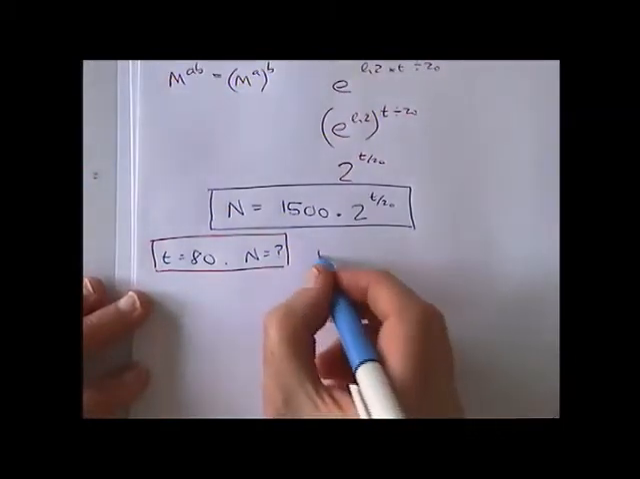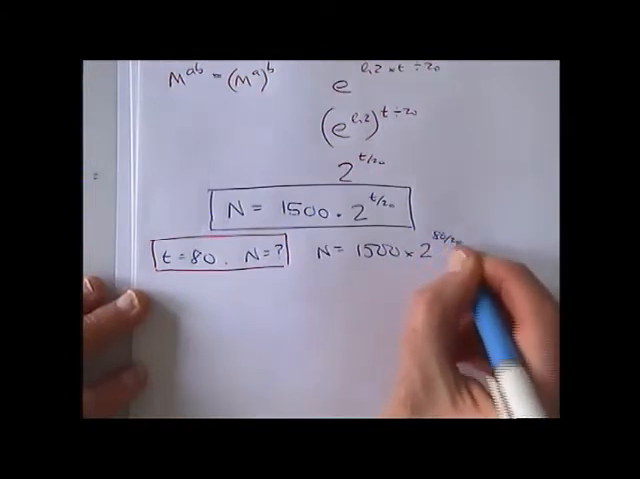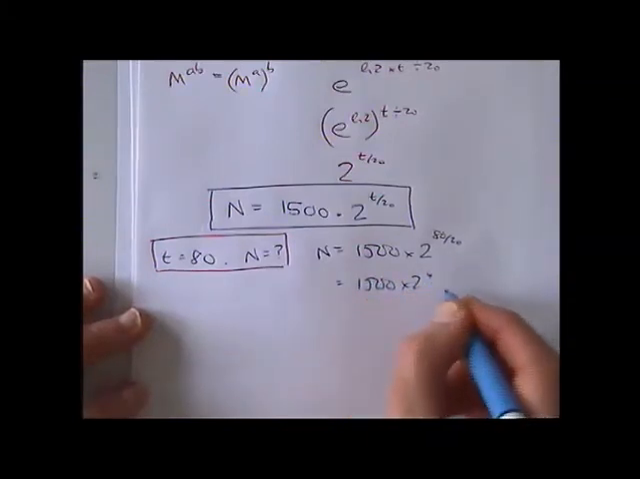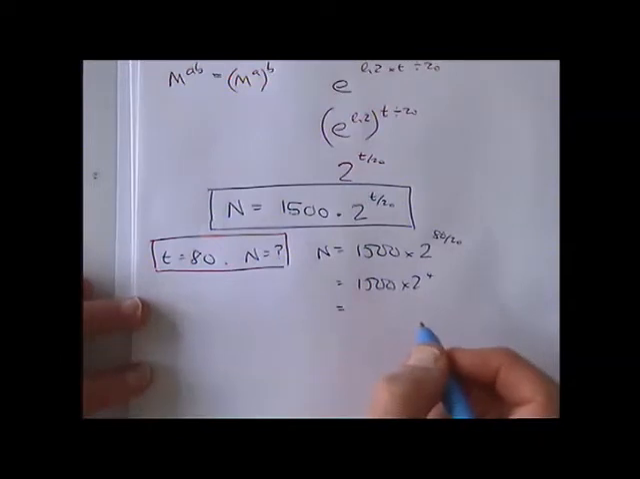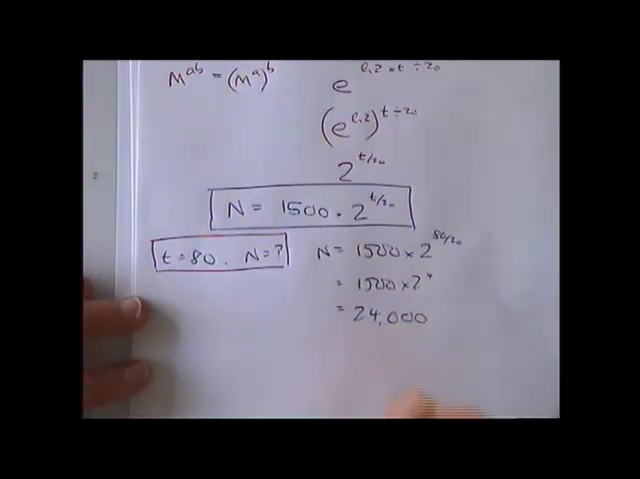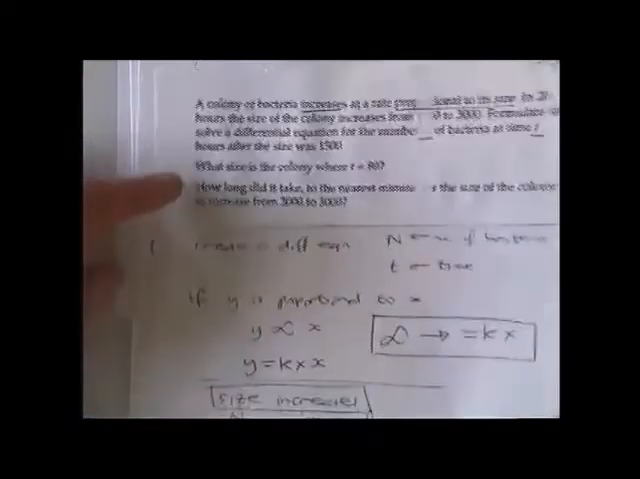Substitute. Yes, substitute in. So n will equal 1500 times 2 to the 80 over 20. That's 2 to the power of 4. So 1500 times 2 to the power of 4, which is 16. So does anybody have a final answer? Is it 24,000? Yeah, okay. So at time 80, the size of the colony is 24,000. So we've done that bit of the question.